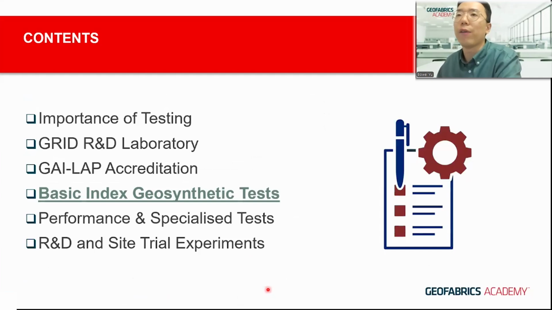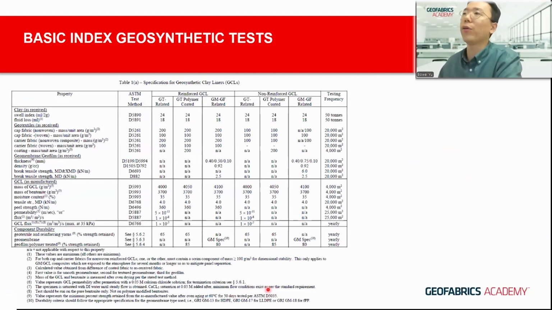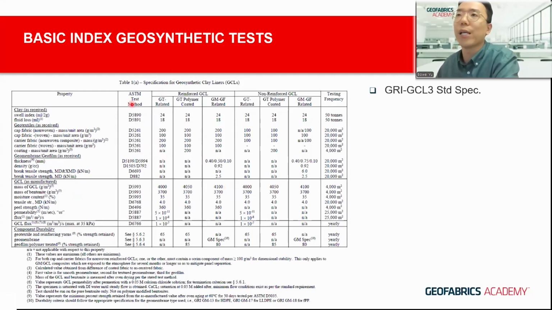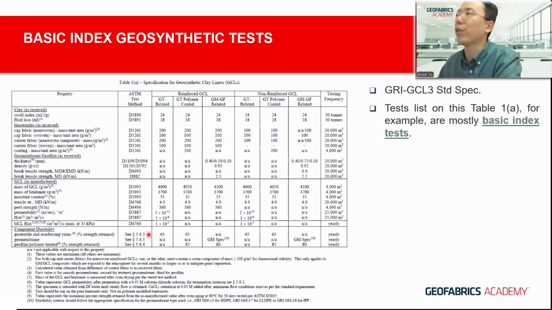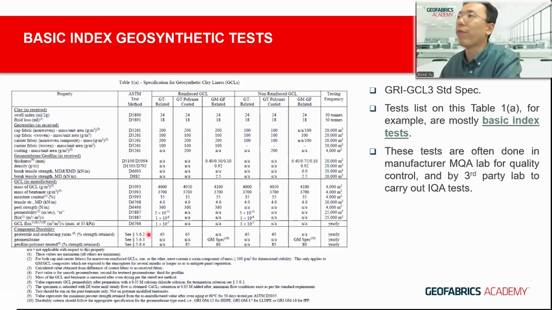Next, we will dive into the basic index geosynthetic tests. You might ask, why do you separate the tests into the 2 categories? The basic index tests are the ones you often see in a specification. For example, the one I screenshot here from the GRI GCL3 standard specification. And most of the test methods listed here are actually the basic index tests. So these tests are often done in the manufacturer's MQA lab for quality control purposes and also by a third-party laboratory to carry out the IQA tests when delivered to the site.